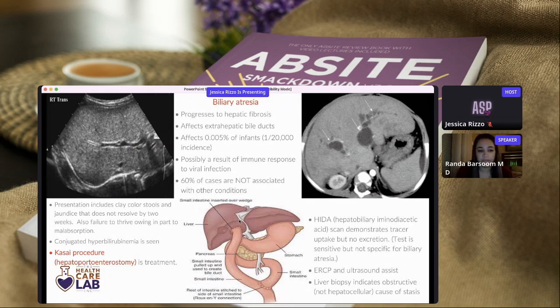Usually the baby will present with clay-colored stools and jaundice. They'll have failure to thrive, and then they'll have a high conjugated bilirubin. You can perform a HIDA or an ERCP, and then a liver biopsy usually will show you obstructive causes of stasis. And then, as we said before, the Kasai procedure is the treatment for this. Next.